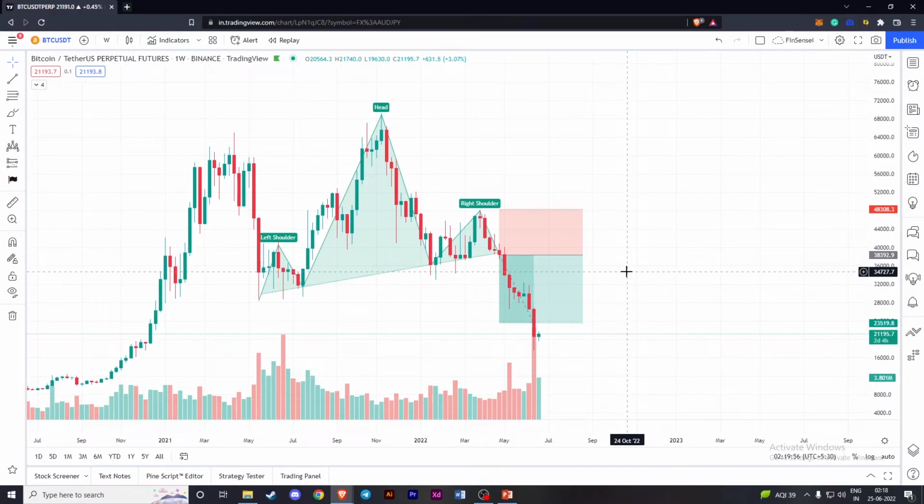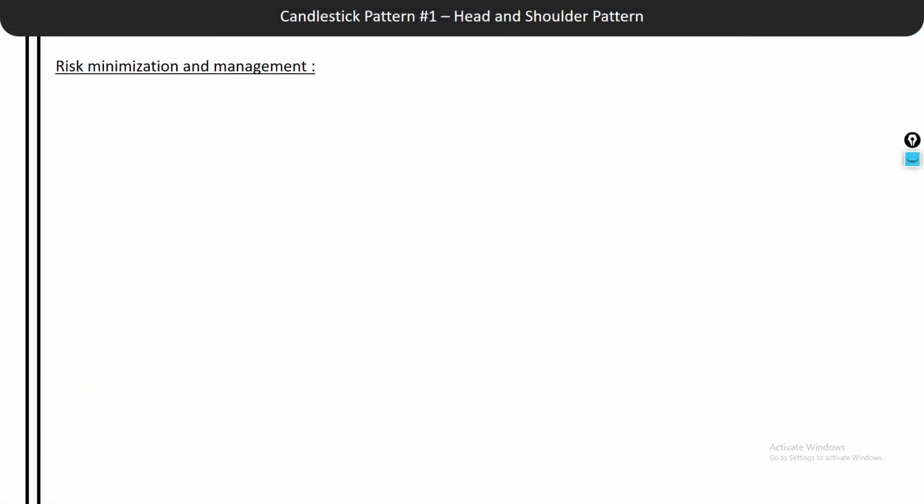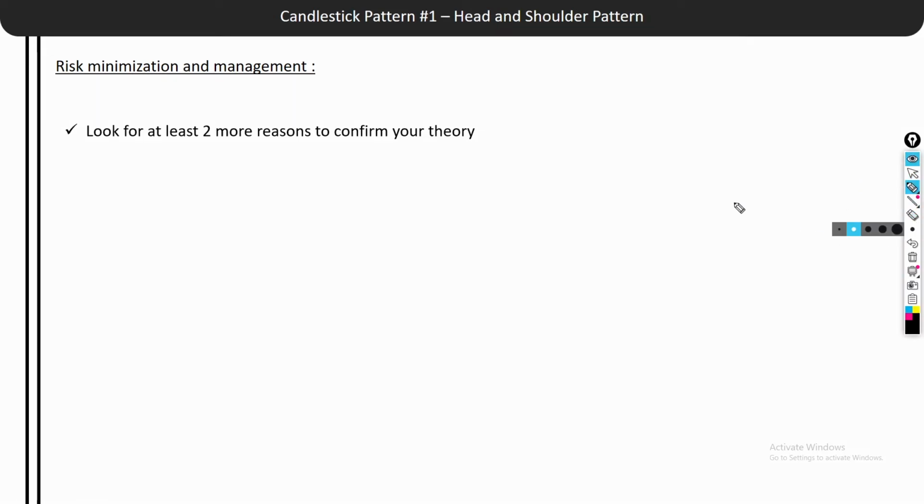Now let's see how we can manage and minimize risks. So now let's talk about the risk minimization and management part. Number one, you should always look for at least two more reasons to confirm your theory. After seeing the head and shoulder pattern, you should always confirm it with some other indicators or other price action strategies, like it can be a MACD crossover or an RSI divergence or whatever it be. There should be at least two more reasons which confirm your theory.